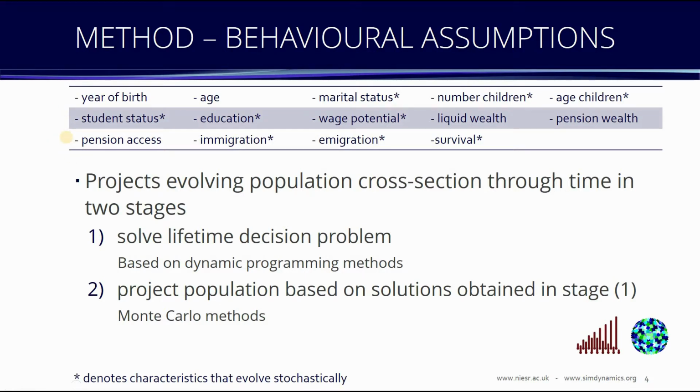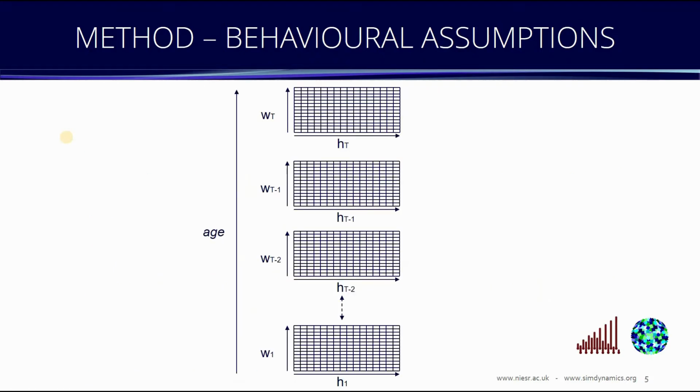Now, when the model comes to generate a population cross-section through time, it does this in two key stages. In the first stage, it solves the lifetime decision problem using dynamic programming methods. And in the second stage, it projects the population through time based on the behavioral solutions obtained in the first stage. So let's provide a diagrammatic representation of actually how the model simulates behavior through time.